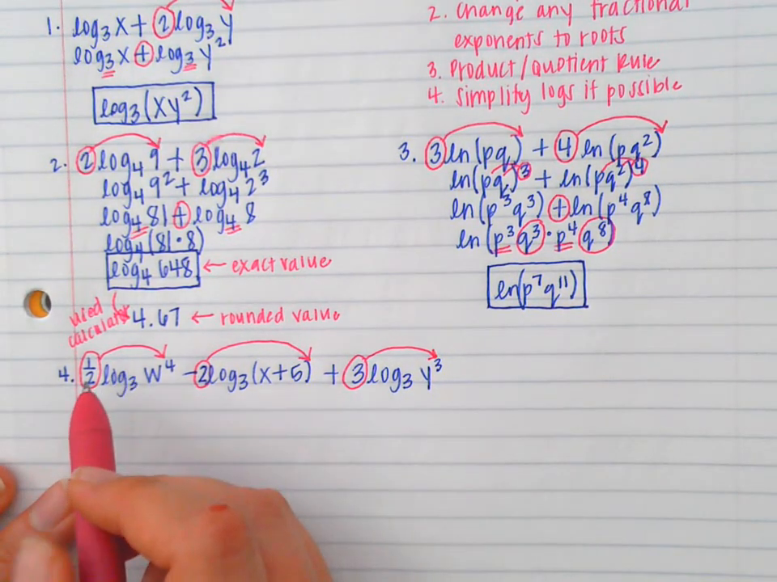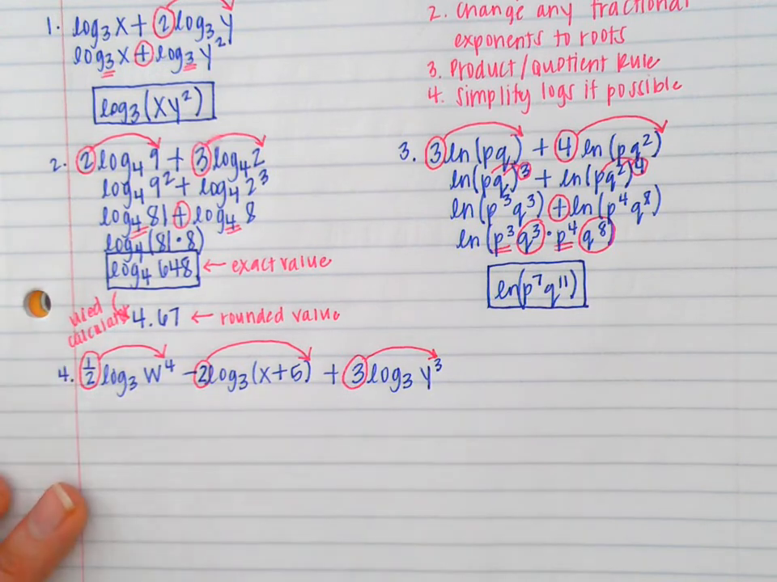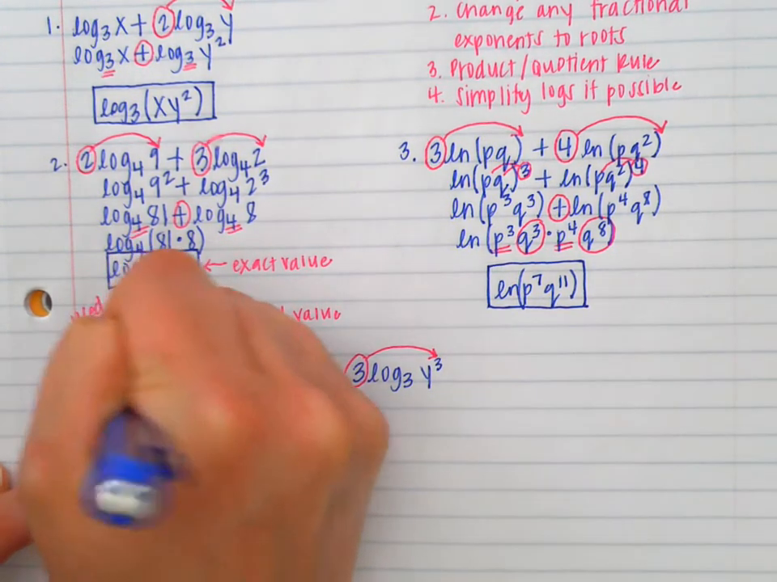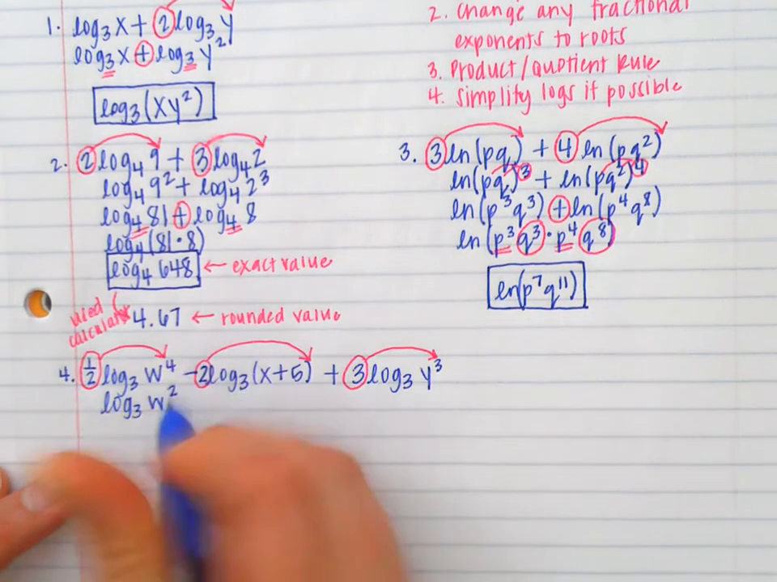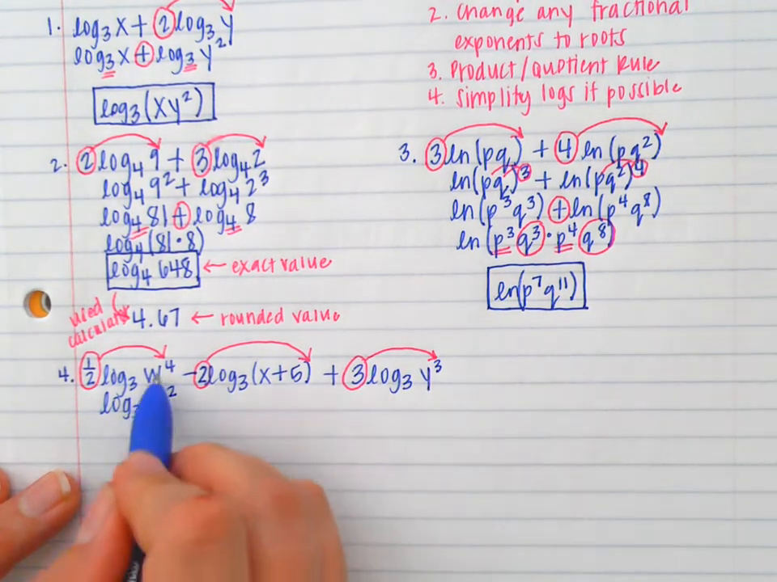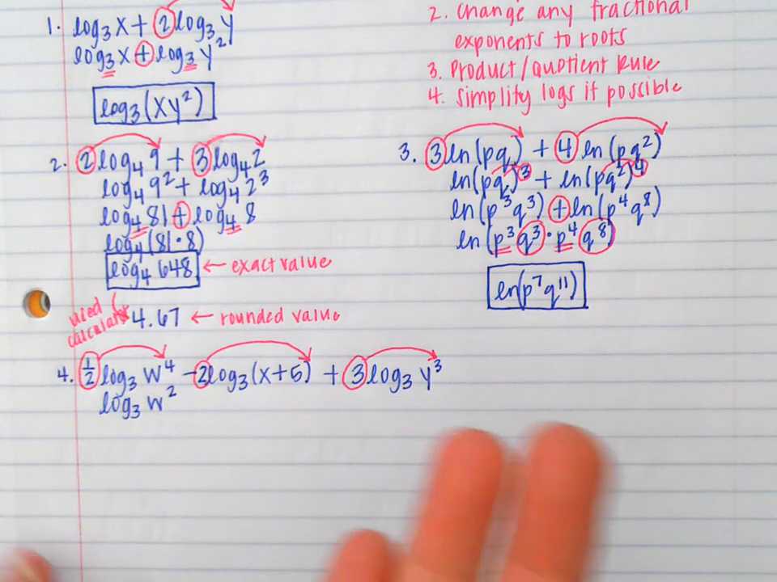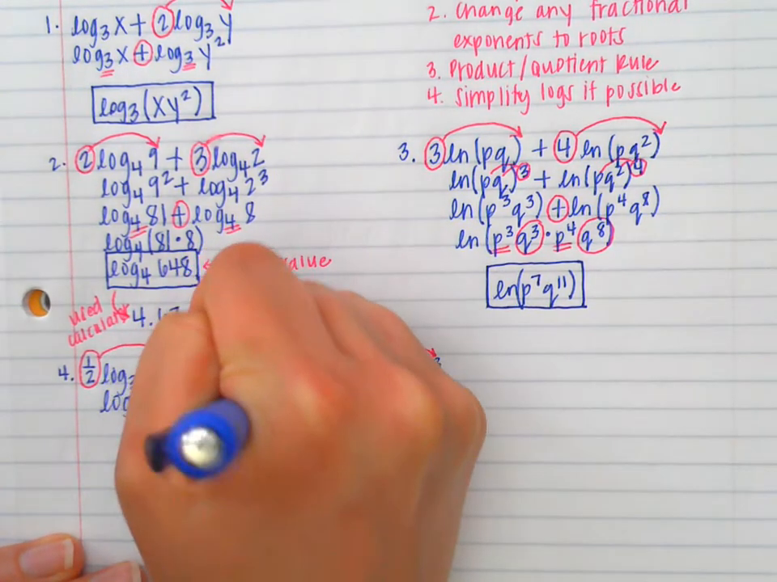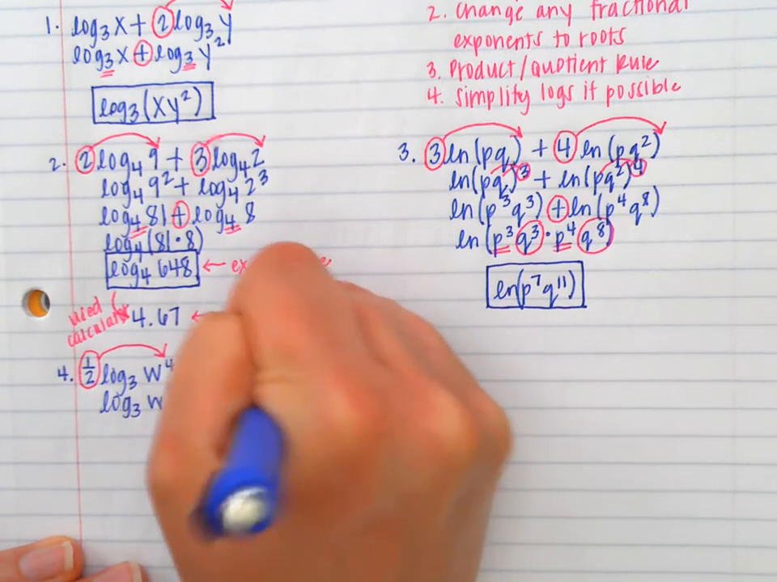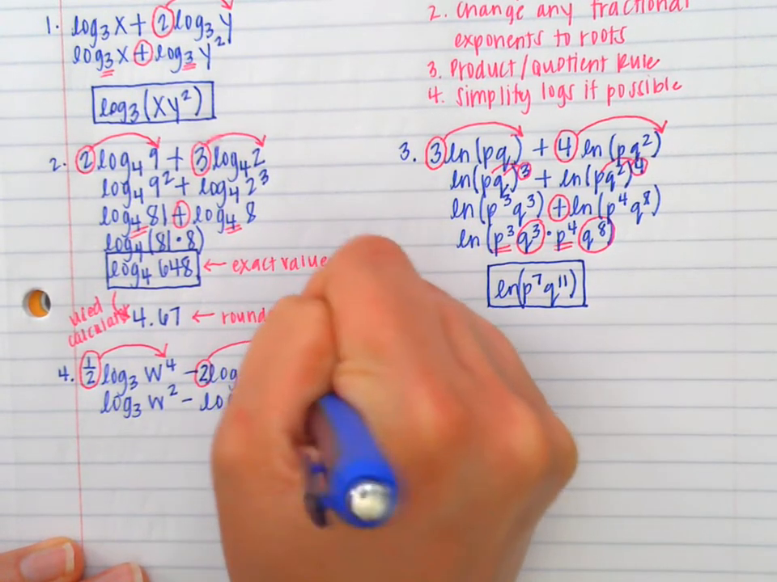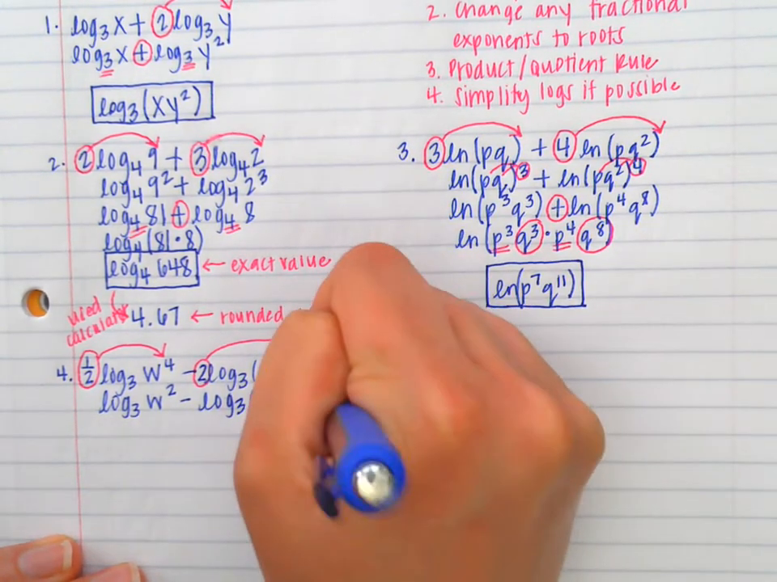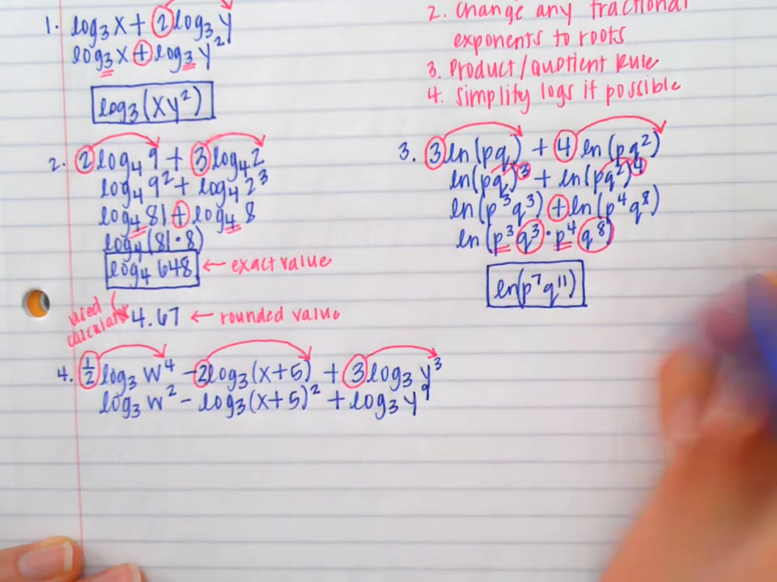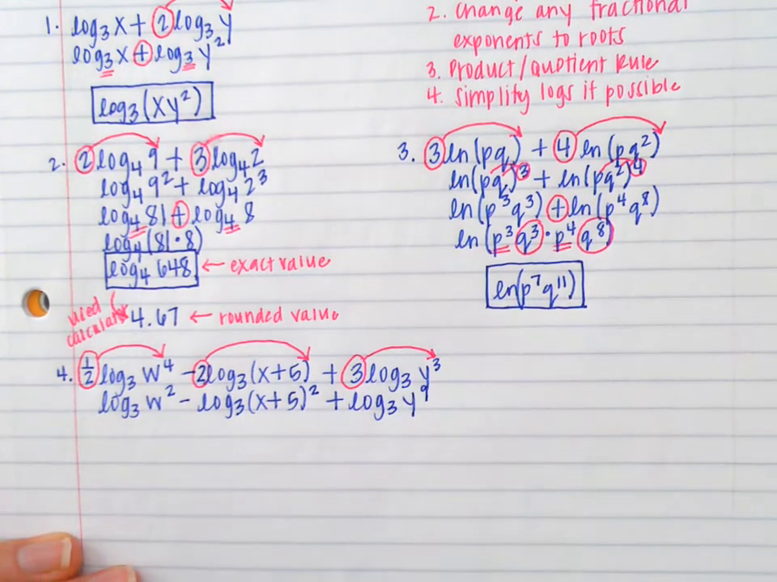So when we multiply 1/2 times 4, it actually turns into 2. Because 4 times 1/2, it's like a power to a power, and we multiply, it becomes 2. And then minus log base 3 of x plus 5 squared plus log base 3 of y to the 9th. Power to a power, we multiply, so 3 times 3 is 9.